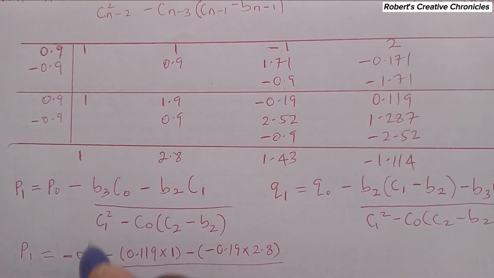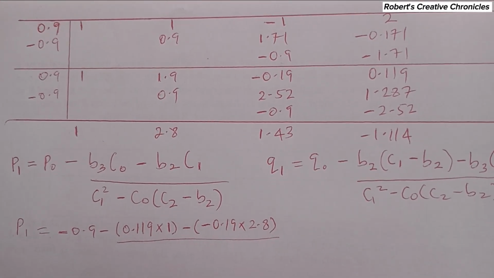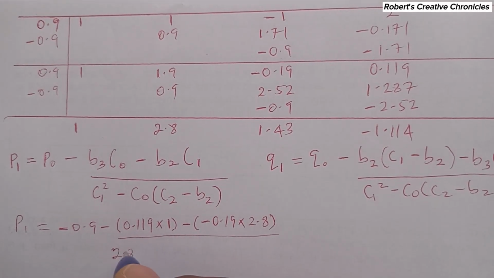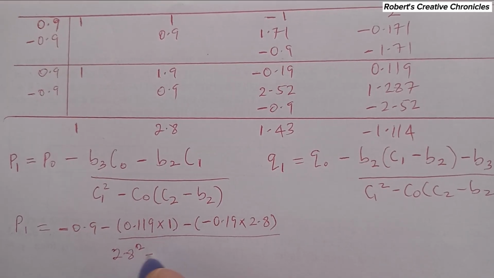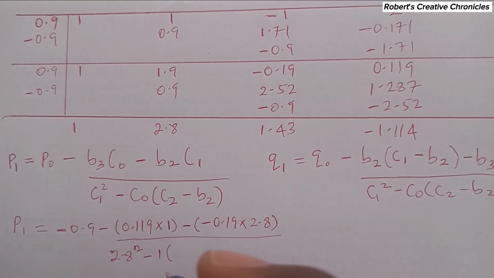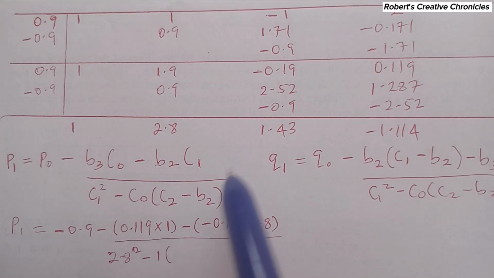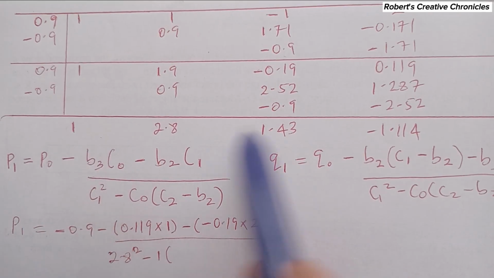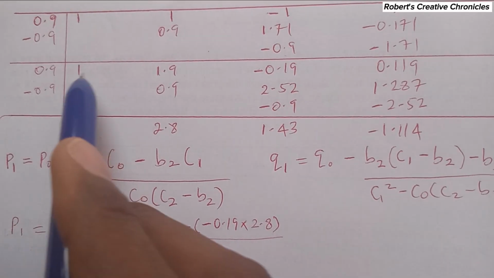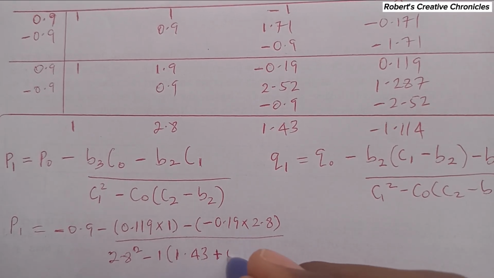Over what? C1 square. What is C1? C0. This is C1. C1 square minus what's C0? This is C0, 1. Then C2. What's C2? This is C0, C1, C2. C2 minus B2. This is B2. So it will be plus 0.19.